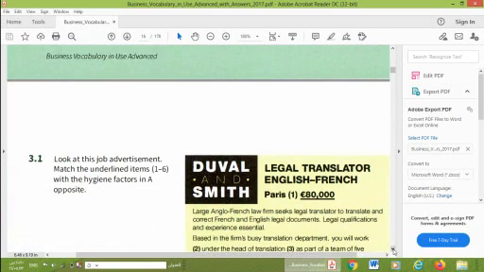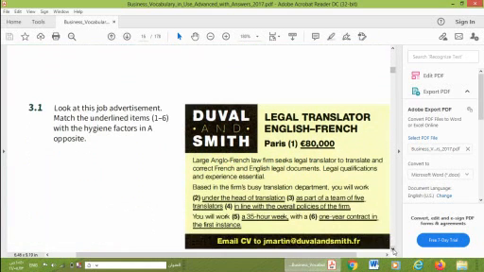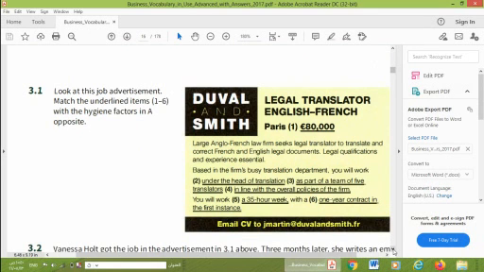Now we wanted to solve the first exercise of Unit 2, Management Styles 2. The first exercise at page 15. Look at these job advertisements. Match the underlined items from 1 to 6 with the hygiene factors in A opposite. هنقرأ هذا الإعلان الوظيفي وحنشوف حسب ال underlined items حنصنفها للفاكتورز اللي ذكرت فيه، اللي هي الهايجين فاكتورز. okay، طيب نقرأ الإعلان.